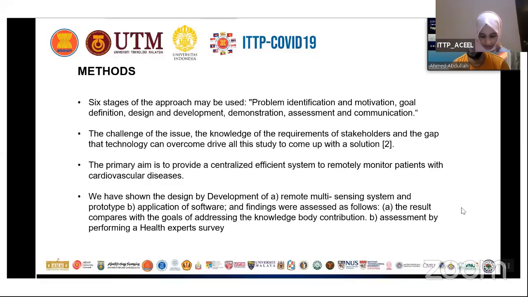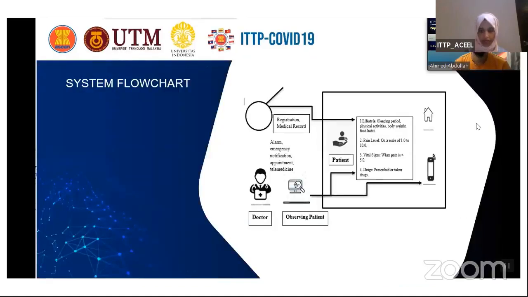A, the result compares with the goals of addressing the knowledge body contribution. B, assessment by performing a health expert survey. Then this is my flowchart: registration, medical record, alarm, emergency notification, appointment, telemedicine for doctors, observing patients.